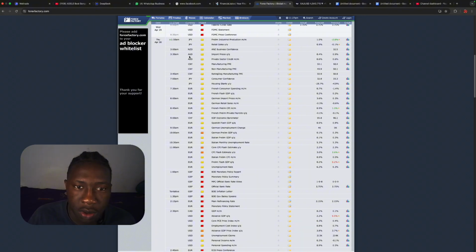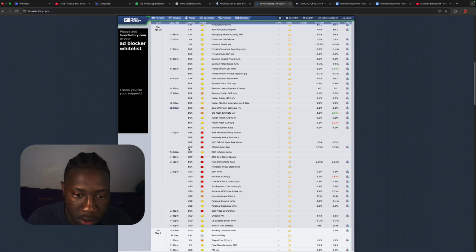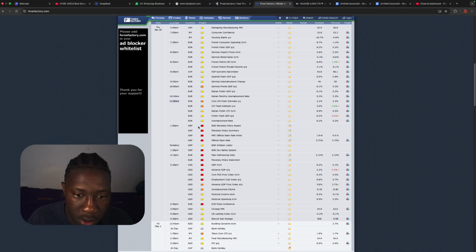We have the yellow folder for JPY, NZD, AUD, Chinese yen, Japanese yen, euro, Swiss franc, euro, and then at 10 a.m. we have an orange folder. This is the folder we need to worry about because it will affect the market. At 11 a.m. we also have an orange folder.